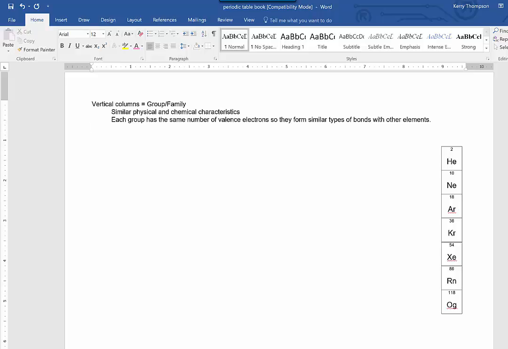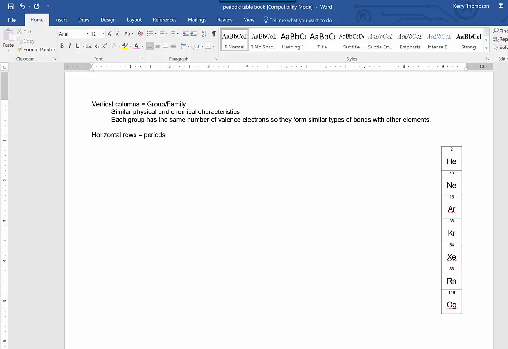So this is our first group that we're looking at. In fact, this is group 8. Sometimes it's called group O. So not only do we have vertical columns in a periodic table, but we also have the horizontal rows. And the horizontal rows are called the periods, thus the name, a periodic table.